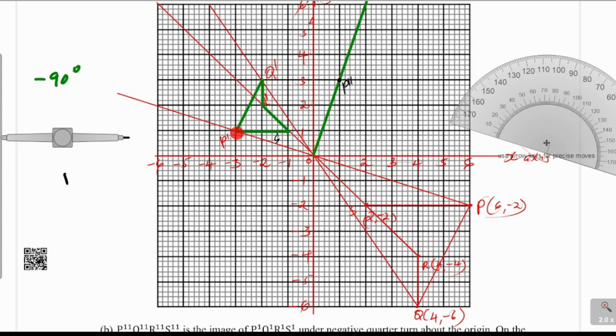So from P1 to the origin, how many squares are these? This is 1, 2, 3. So the same number of squares, 1, 2, 3 from the origin. We do the same for Q. So you join Q1 to the origin. It is already done. So we did that.